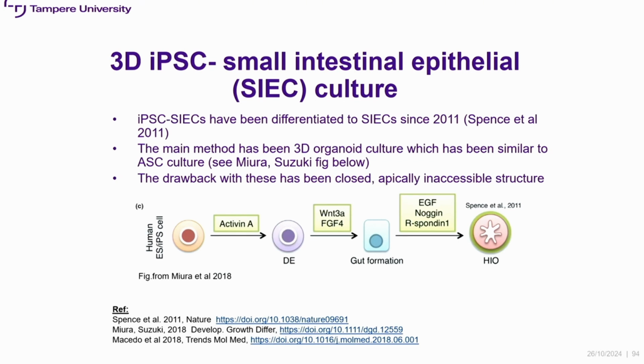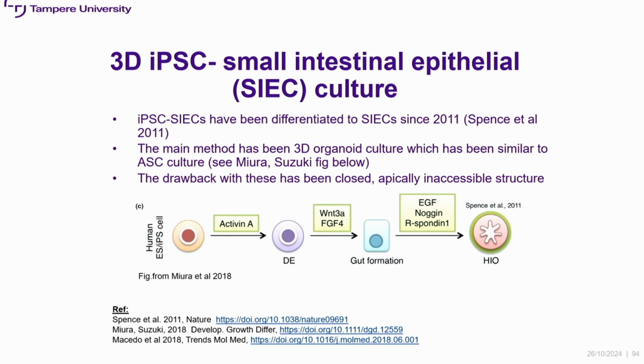The iPSCs of small intestines, intestinal epithelial cells, have been already differentiated for over a decade. Since 2011, Spence and others have been doing that, and it is done in a way that the iPSCs are cultured within a jelly, Matrigel, and then the cells form three-dimensional structures which have the intestinal kind of lumen, and then the cells resemble the human intestinal cells, so that they do have crypts and villi, and then they can be chopped and then passaged further.